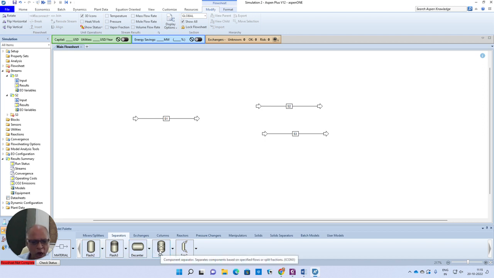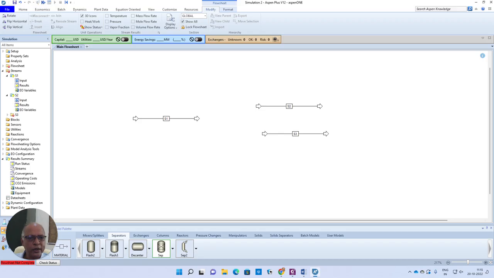You can read the comment. Component separator separates components based on specified flows or split fractions. So let me take this and put it here. See, remember, when there is no selection made, the cursor will be a pointer. But the moment I select either a material stream or any model, let me click on this, see the cursor will change to something else, a plus. So that means you have selected something. Wherever you want, you will be able to paste it by clicking your left mouse button. And you can also change its size if you want, like this, by dragging the corners.